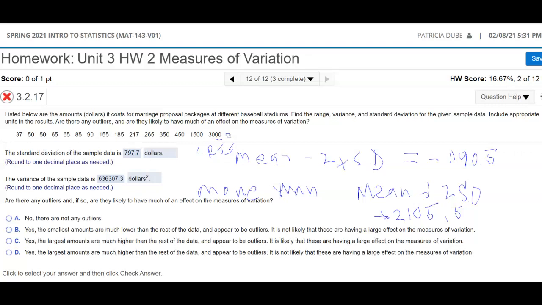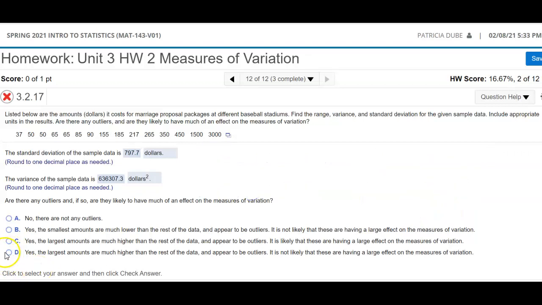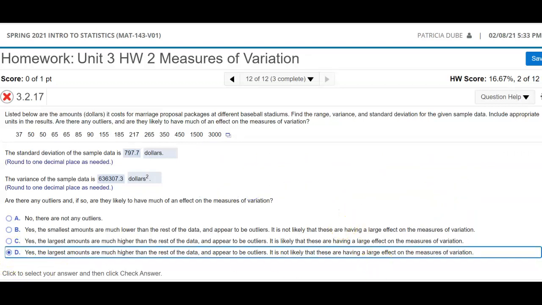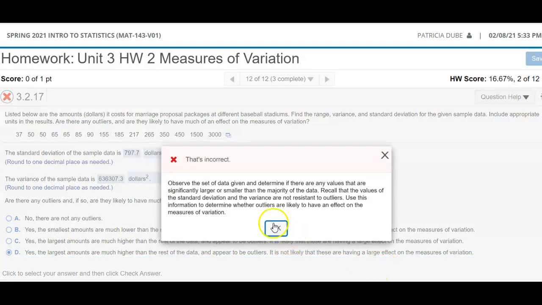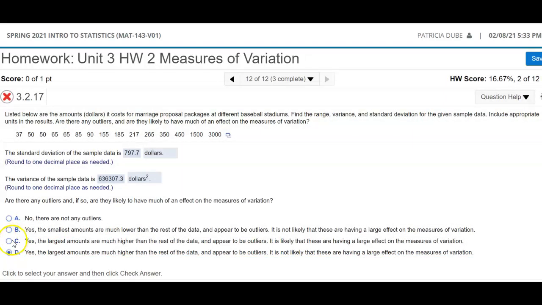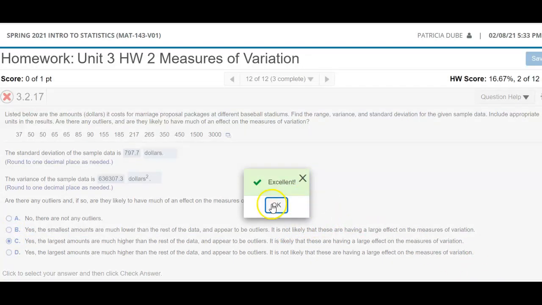Now, is that much higher than the rest of the data? They are high, but I don't think it's having a large effect. So I'm going to pick this one. I'm going to put down this pen. Well, let me do that. No, because I still have the pen. There you go. 3,000 to 1,500. Let me see. Oh, no. Okay, outliers do affect data, so I go and pick the other one. Do the final check. Yes. So outliers affect measures of variation. That's the point of that.